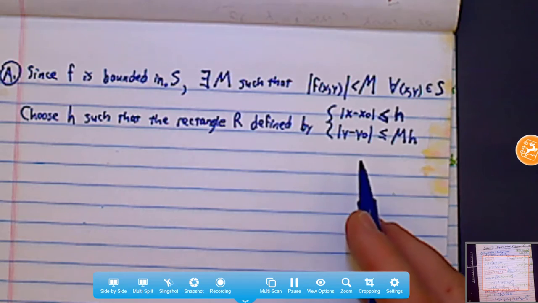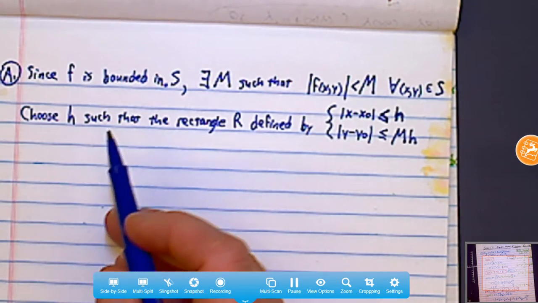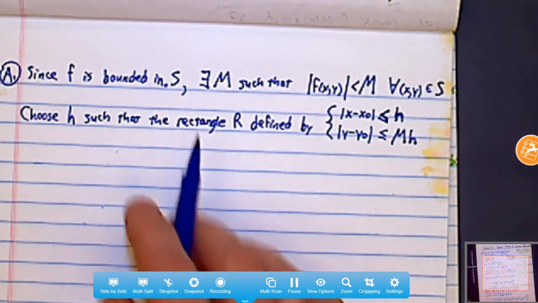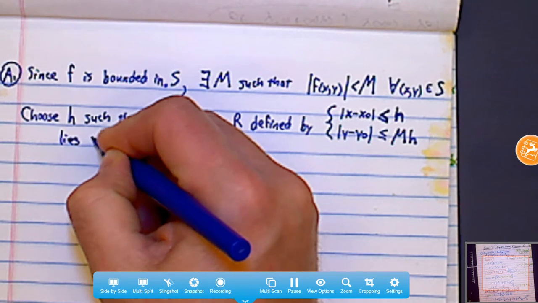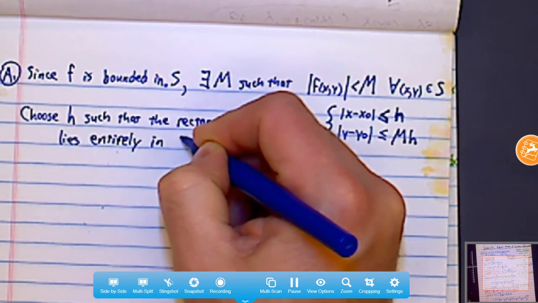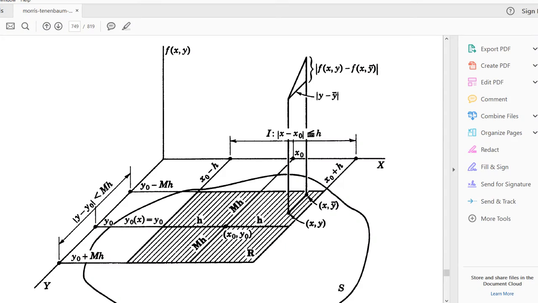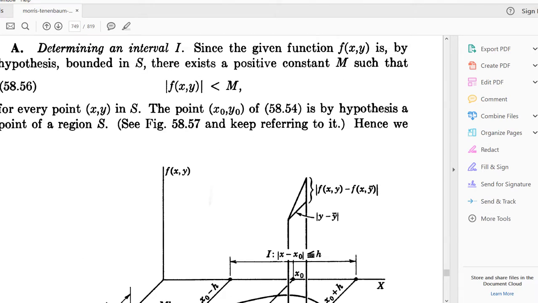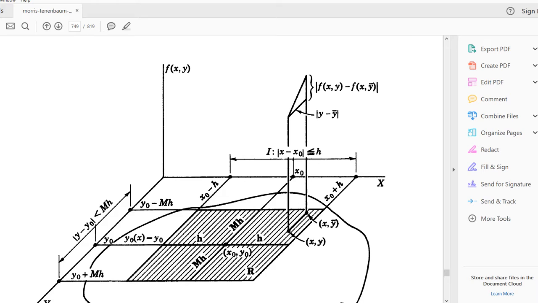So we want this rectangle. How do you choose H? You choose H so that this rectangle lies entirely in S. So back to the picture. What page is this? Yeah, 735. They say keep referring to it. Look, the X and the Y, right?